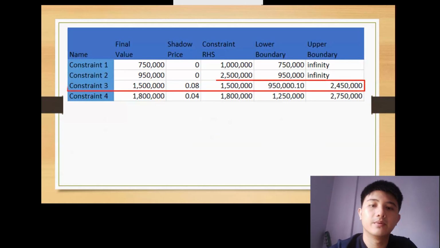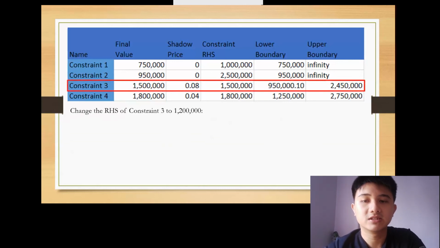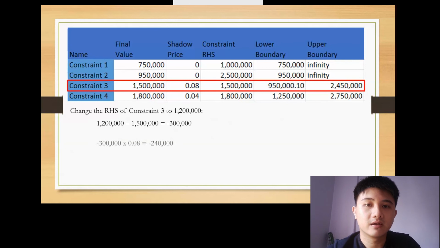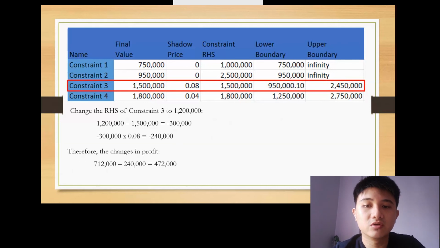Let's see the sample. We use constraint 3 as a sample. We change the right-hand side value of constraint 3 to 1.2 million. 1.2 million minus the original value of 1.5 million, we see the change is negative 300,000. So we multiply with the shadow price, and we know that the total profit decreases by 240,000. Therefore, the new profit after this change is 472,000.